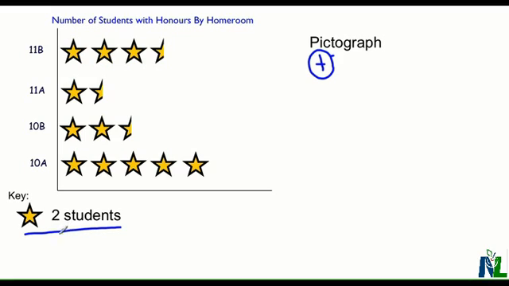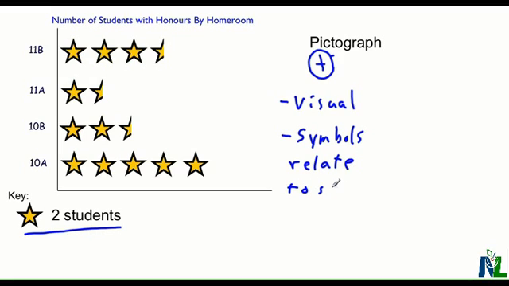So here I used gold stars to show the number of students with honors, and every gold star represents one student. Okay, so you can see here that an advantage is that it's very visually appealing. Okay, so it's very nice to look at that way. The symbols can kind of relate to the subject. So that's another advantage. Okay. And also, all the advantages of a bar graph relate to a pictograph too. Okay, it's easy to compare values and all that sort of stuff.